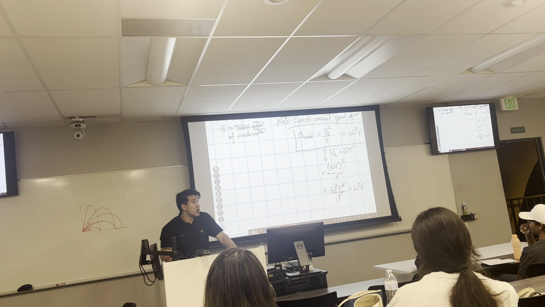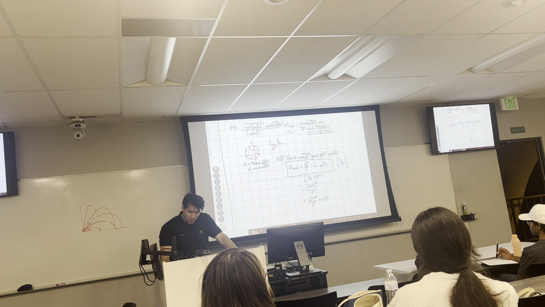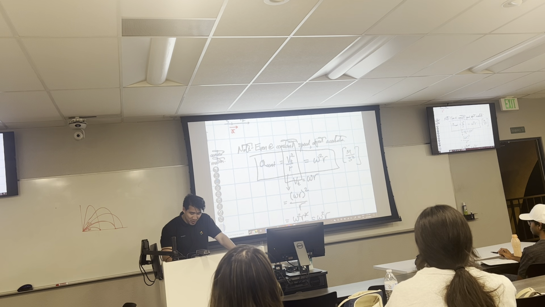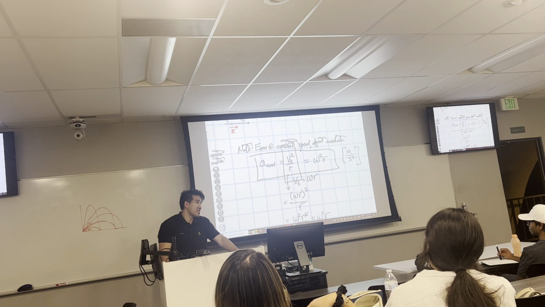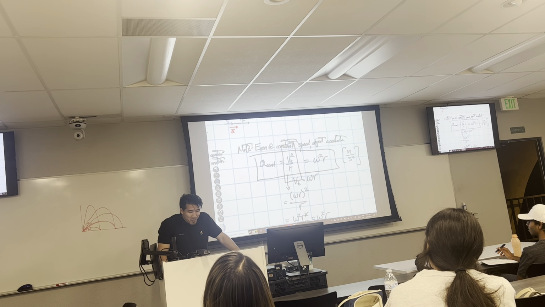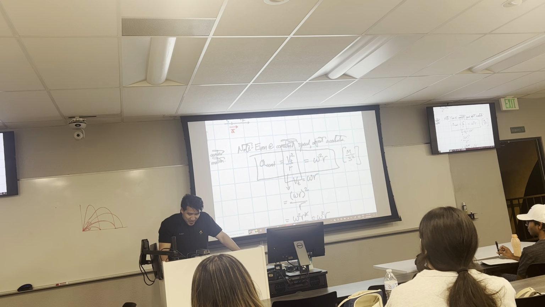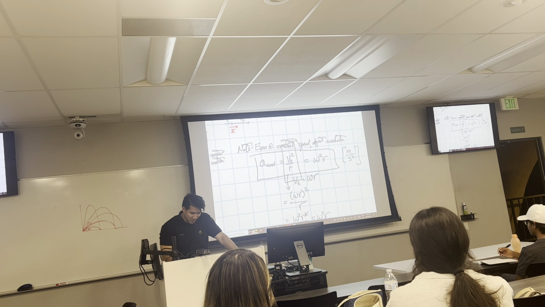Why are you dividing vt squared by r? Okay, this requires calculus for the derivation, so we're not going to get there. It's going to take a little bit too long. I can show you after though.